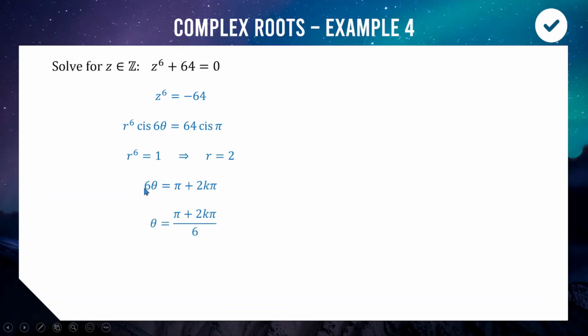Rearranging this, we have dividing by 6. We got pi plus 2k pi divided by 6. Now we have an expression we can substitute in some values of k. We're trying to get 6 distinct answers because we have 6 roots of minus 64.